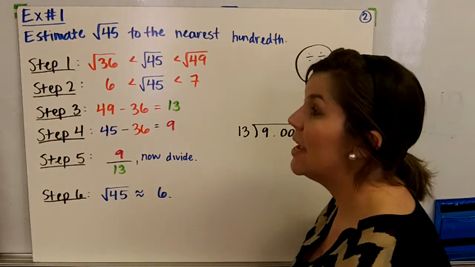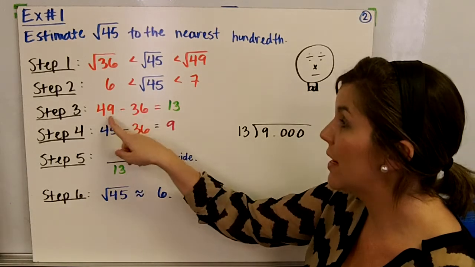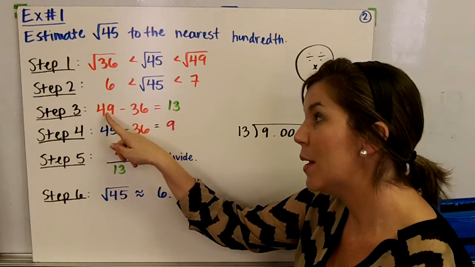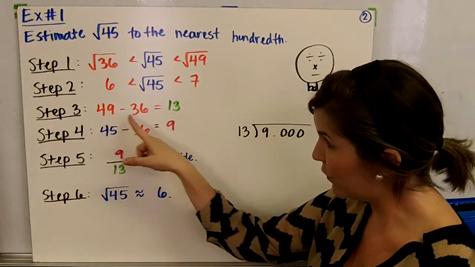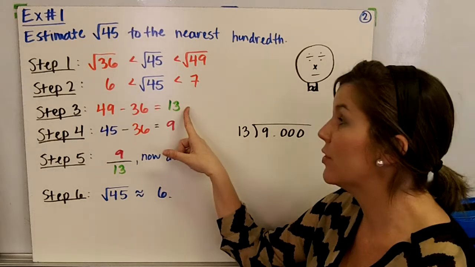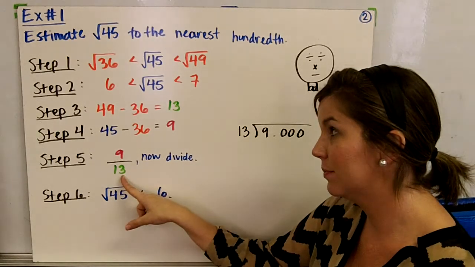Step number 3, find the difference between the 2 perfect squares. So 49 minus 36. You're always going to say the biggest perfect square, subtract the smallest perfect square. 49 minus 36 gives me 13, and 13 will go in the denominator of my fraction.